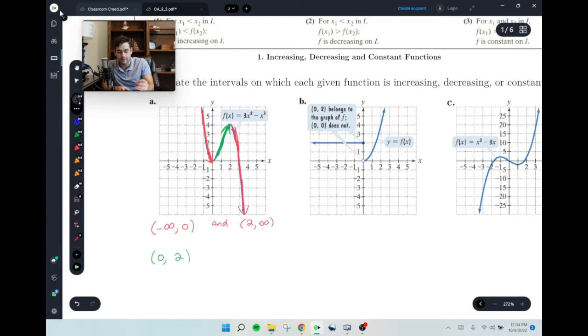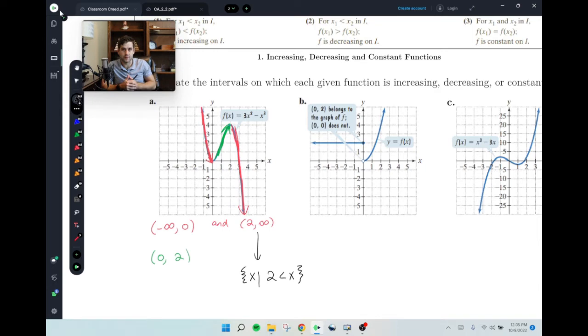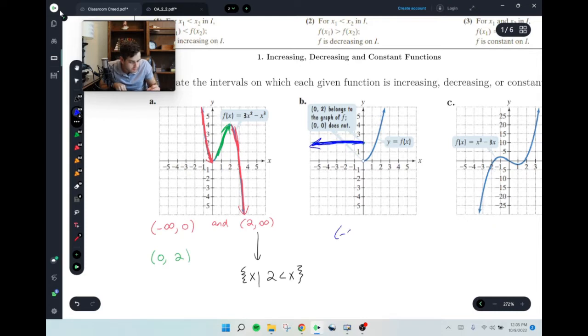All right? Worth noting, if you can do that, you might be able to write it in set notation as well, where x is a number that is bigger than 2, but smaller than infinity. That's an important thing to remember. Let's go ahead and do one constant. If you look at this next one, we've got one constant section right here, where from negative infinity all the way to, looks like 0, we've got a constant function.